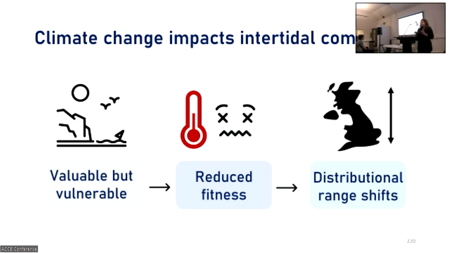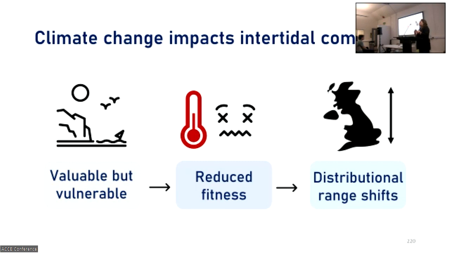A lot of coastal regions are extremely vulnerable to climate change, and they are very valuable. They offer a plethora of different ecosystem services. However, because of the impacts of climate change, such as ocean warming and ocean acidification, a lot of the species that live in these habitats have reduced fitness, and so their distributional ranges often shift and change over time.